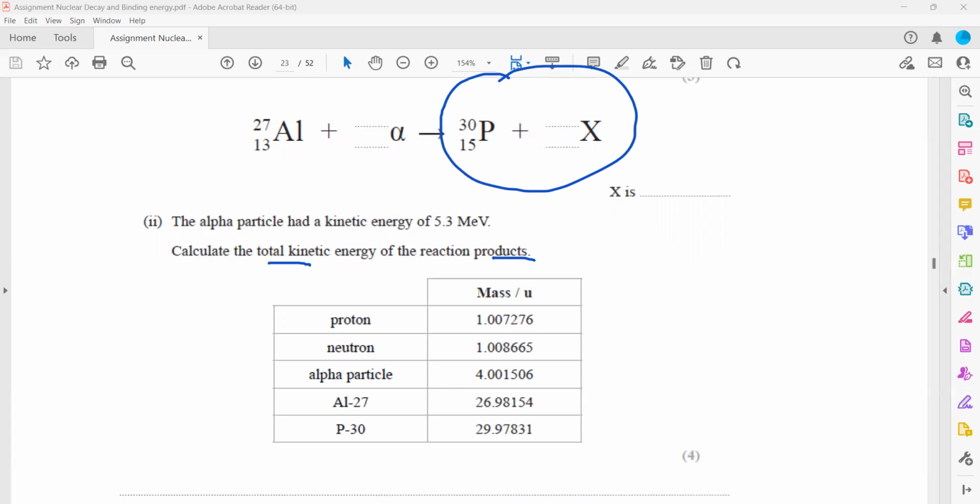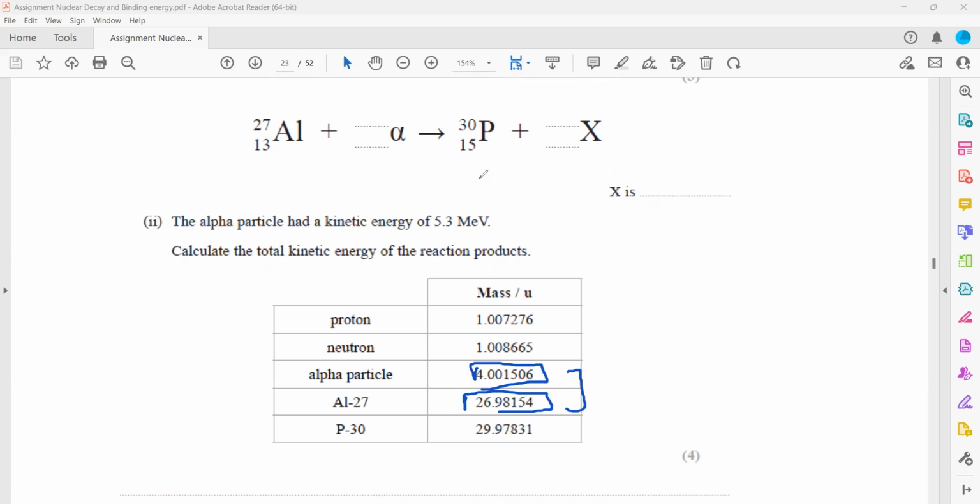So first, we'll find the mass defect, how much mass difference there is. How to work out the mass defect? We have the mass of the alpha particle here and the mass of aluminum. So these are the reactants. The products are the mass of a neutron, because this is a neutron, not a proton, and the phosphorus.